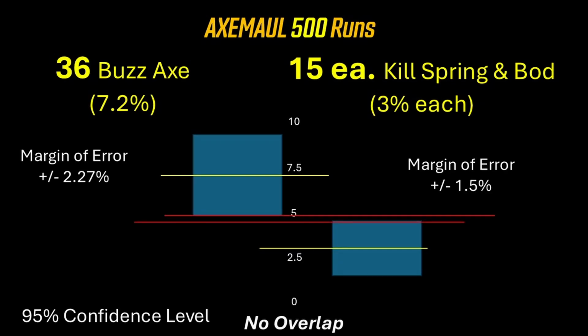Now, do I think the Buzz Axe has a higher drop chance? No, I do not. Why would Gearbox even do that? Okay, I just think K6 had a run of bad luck, a 5% result.